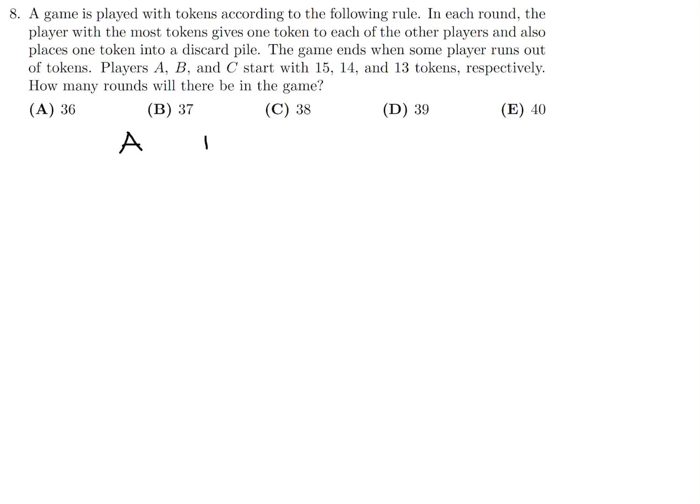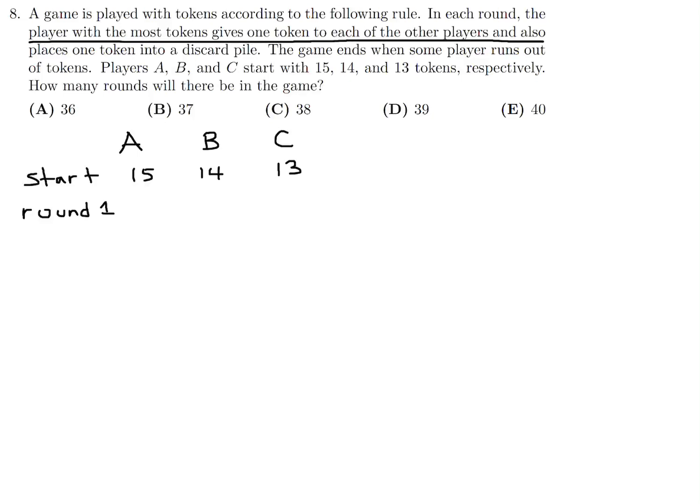So we have player A, player B, and player C. And at the very start, they've got 15, 14, and 13 tokens each. All right, let's go through the rounds. I'm not going to go through all of them, but enough so that you can see some sort of a pattern, and then we can extrapolate. Okay? So round 1, the player with the most tokens gives 1 token to each of the players and also places 1 token onto a discard pile. So if that happens, he drops down to 12, this goes up to 15, and this goes up to 14.